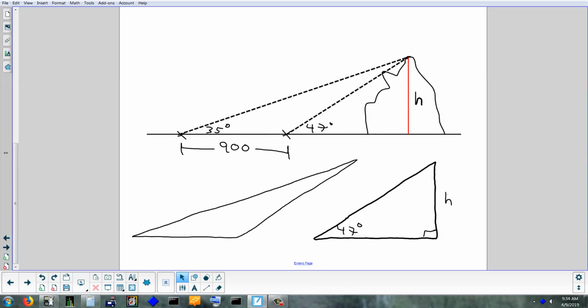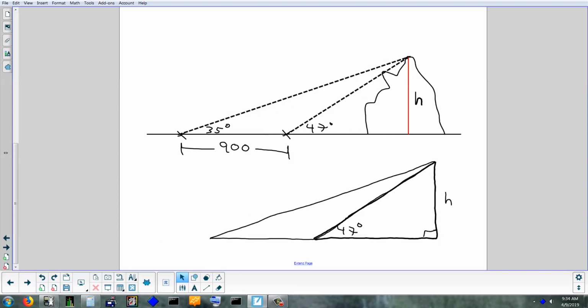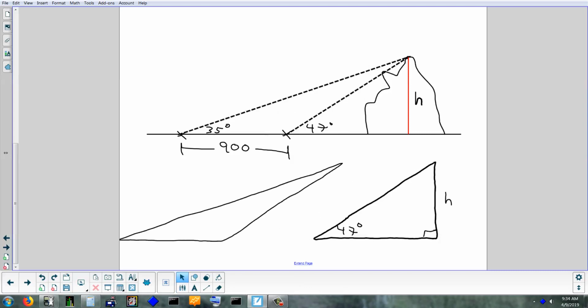Now, these two triangles have something in common. What side do they share? Yeah, they share that side right there. So if you can find this side using this information, finding this side really means you just found that side. Right? So that's what makes it a little tricky. You can't find what you want right away. You've got to find this side first, then you can find the height.